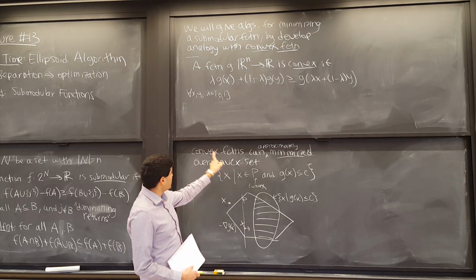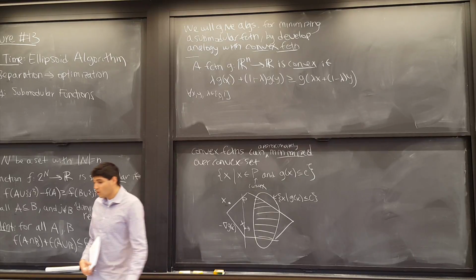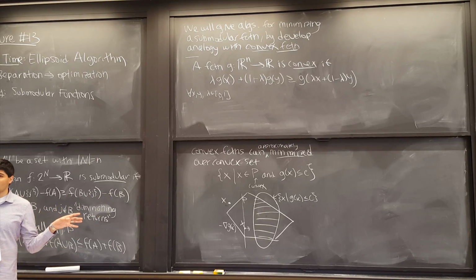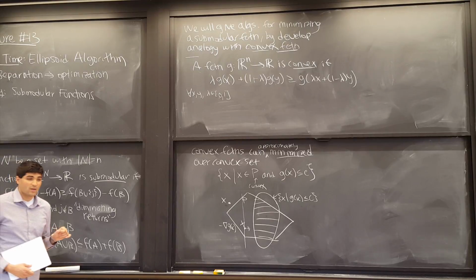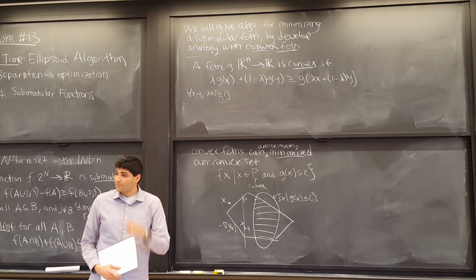And really the main point is we want to develop what this analogy is. The main thing is I want to make good on this claim that a submodular function is the discrete analog of what a convex function is. And that's why the ellipsoid algorithm gives you efficient algorithms for minimizing them. So are there any questions before we actually, yep?